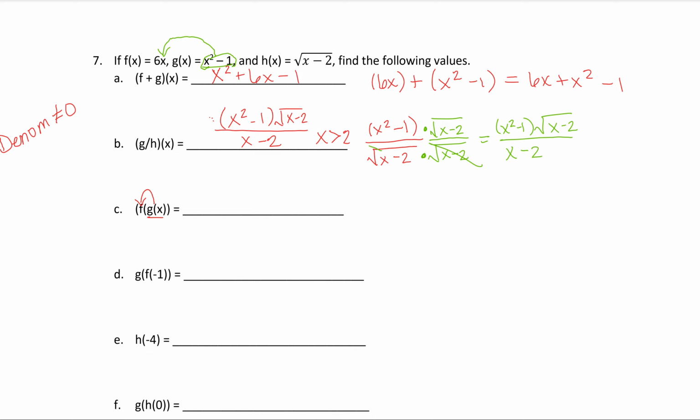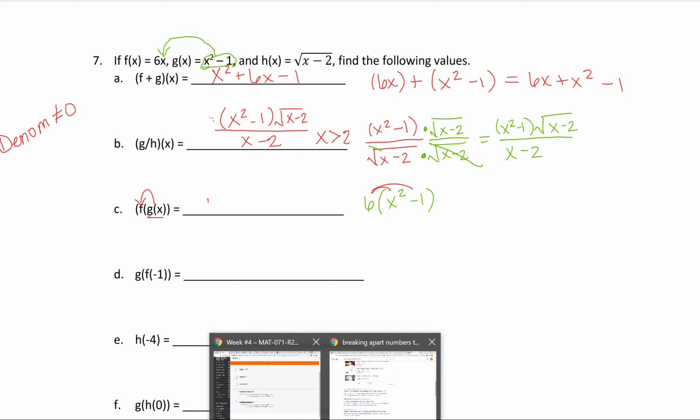So I know I'm going to get 6 times x squared minus 1. Well, I'm going to take and distribute that 6 so that I get an answer of 6 times x squared is 6.